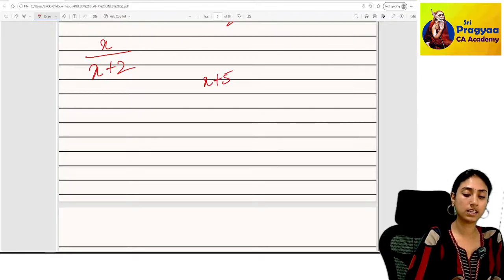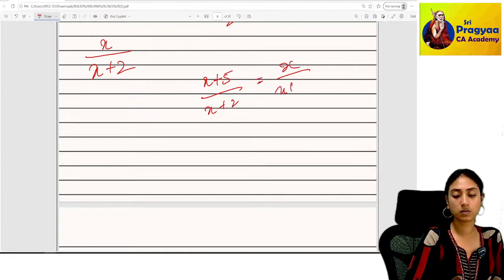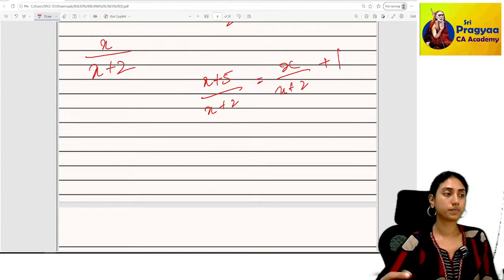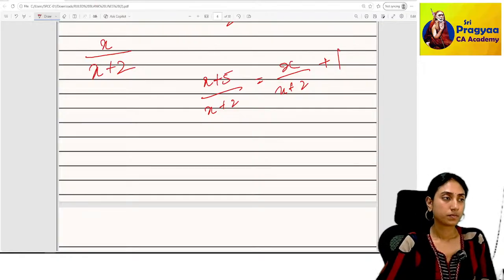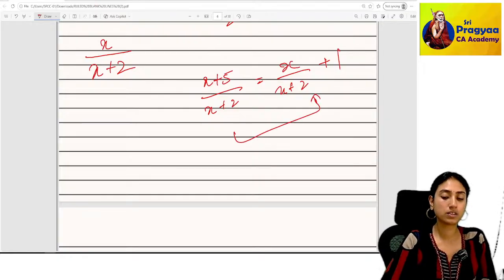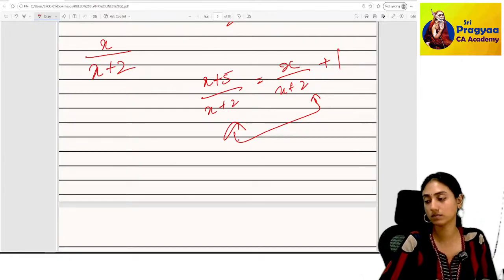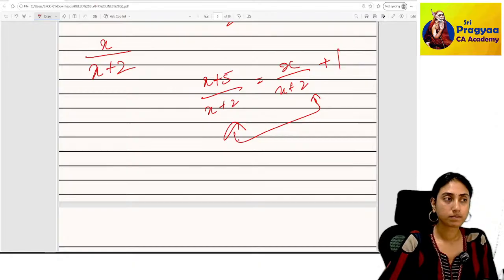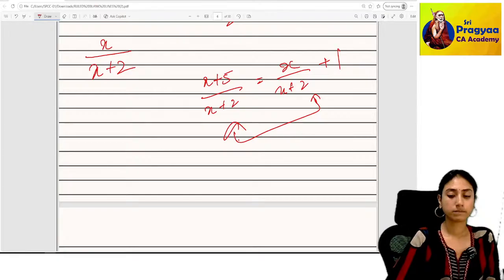x plus 5 is equal to this is the base. Are you able to solve? Did you get this base? I'm sorry, from here, ma'am. You're clear till here? Yes, ma'am. Okay.